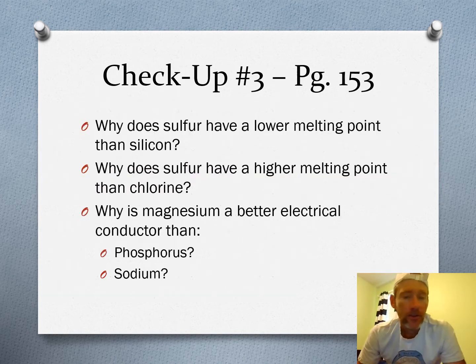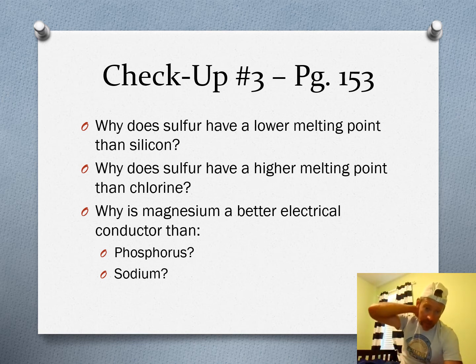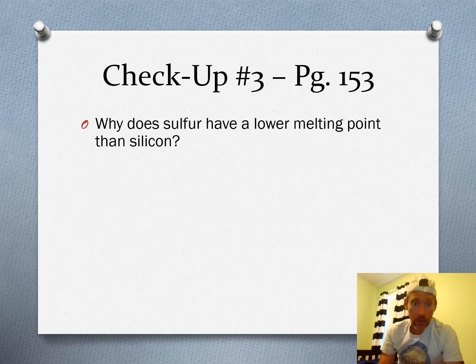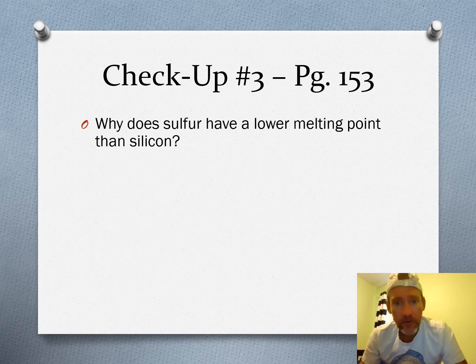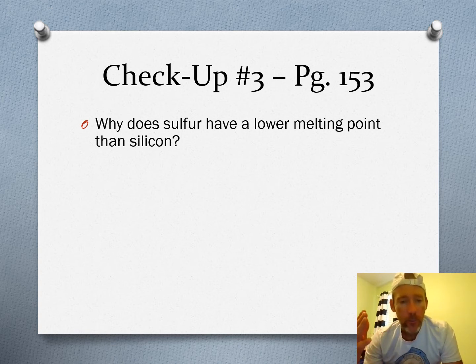All right. So checker number 3, we're going to do this together. Why does sulfur have a lower melting point than silicon? Why does sulfur have a higher melting point than chlorine? And why is magnesium a better conductor than phosphorus and sodium? So first question, why does sulfur have a lower melting point than silicon? The first thing with these questions is understanding what type of atom we have, metal, nonmetal, metalloid, what type of structure it has, and what type of forces they are going to have.